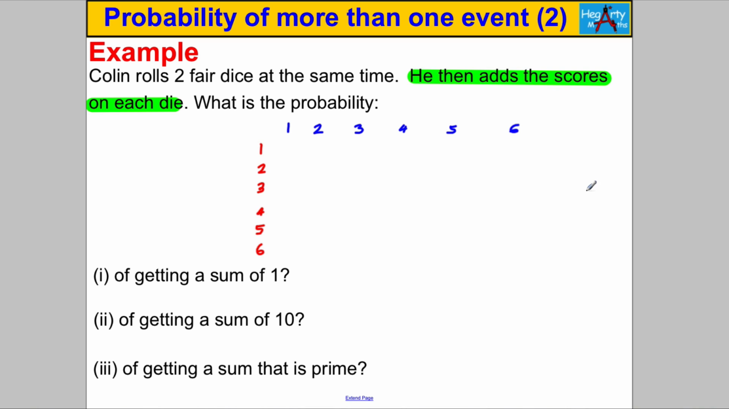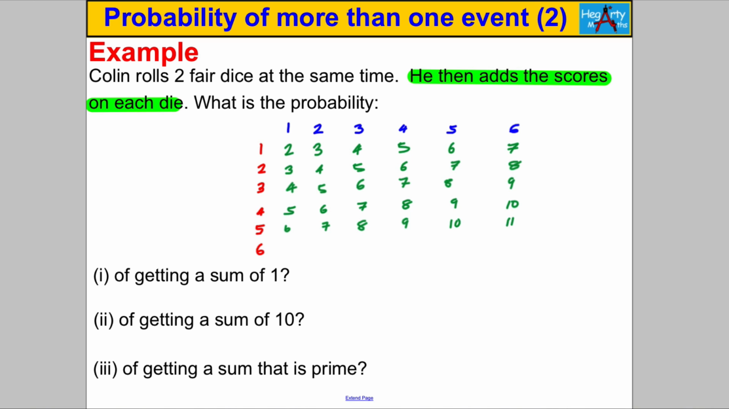Remember, we are to add the scores, not list them. So we're going to do 1 add 1 is 2, 1 add 2 is 3, etc. And there we go, we have our sample space diagram where we have added the results on each of the two dice. Now it simply is asking us some simple questions here.